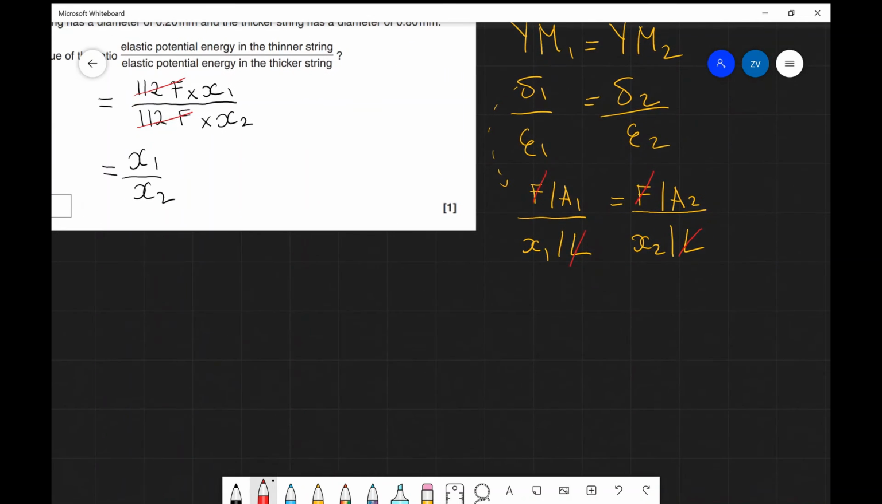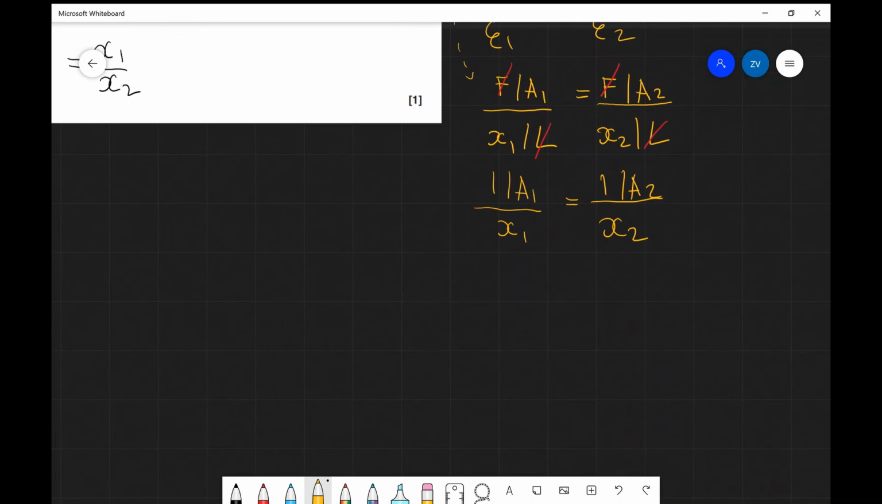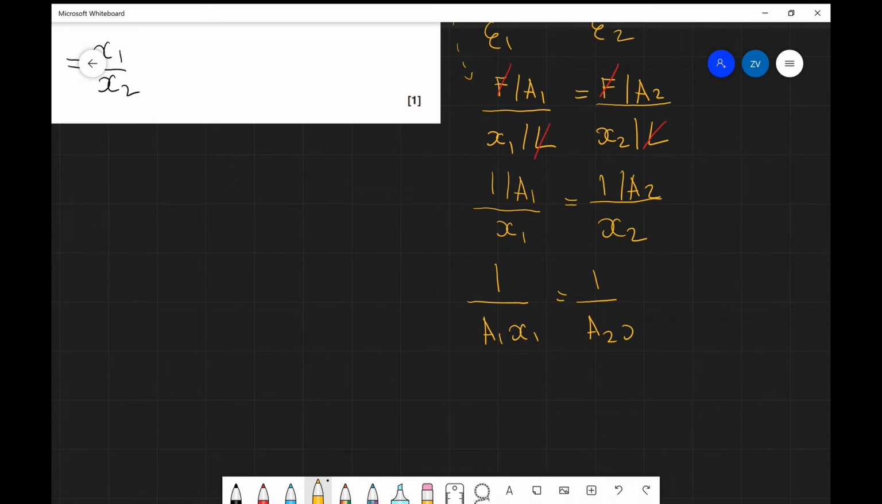Mathematically we can just rewrite the following expression as 1 over a1 over x1 is equal to 1 over a2 divided by x2. Additionally, if I just play around with the algebra, I can rewrite exactly the same expression by bringing this a1 downstairs in the fraction and this a2 downstairs in the fraction as well. So this becomes 1 over a1 x1 is equal to 1 over a2 x2.